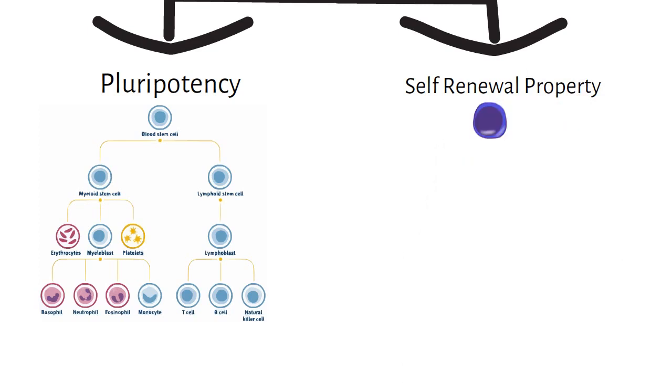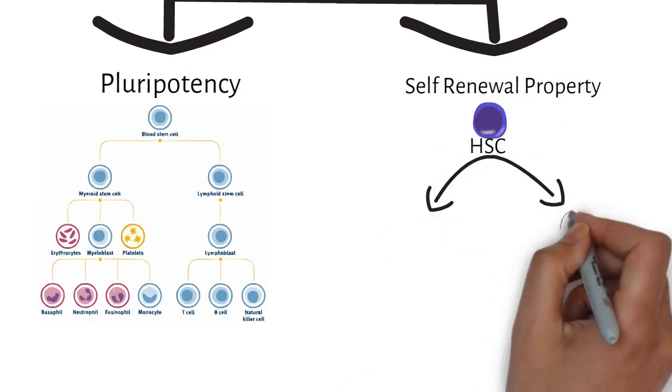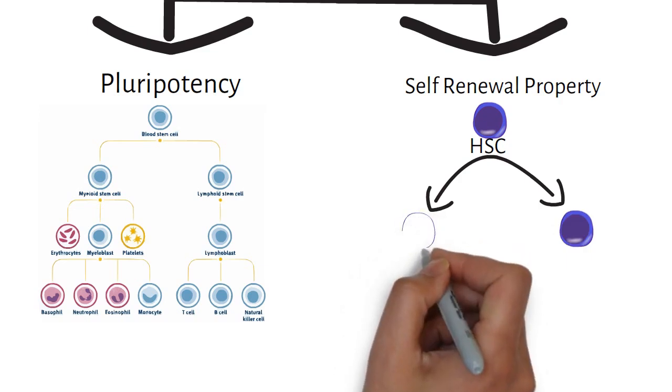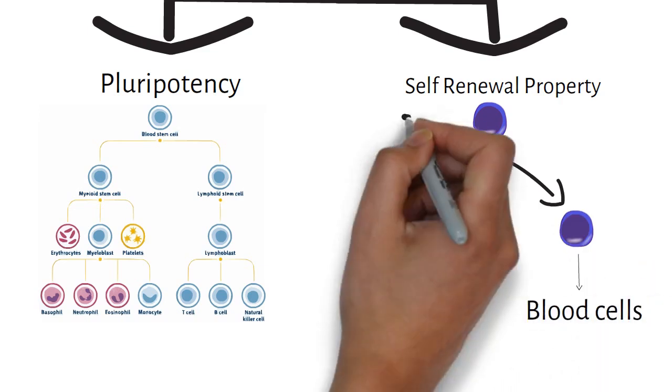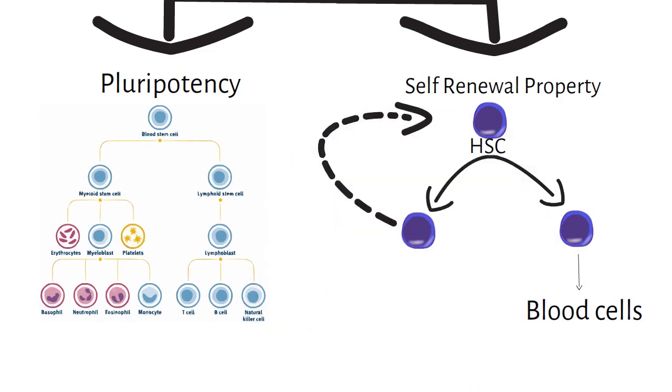Hematopoietic stem cell divides into two cells, one of which further divides to form blood cells and the other one goes back to the stem cell pool to prevent it from depleting. Because if the stem cell pool is totally depleted, the body will stop producing blood cells.